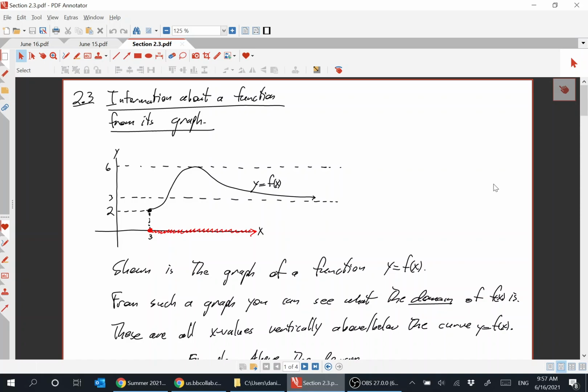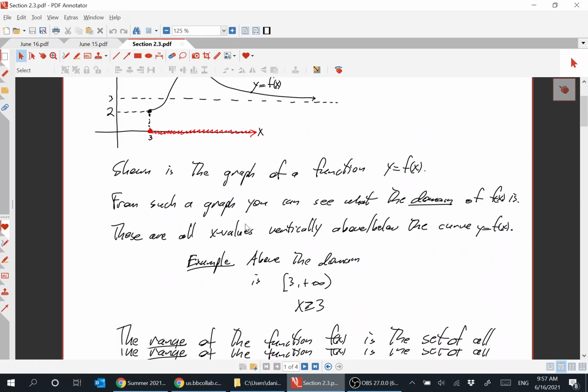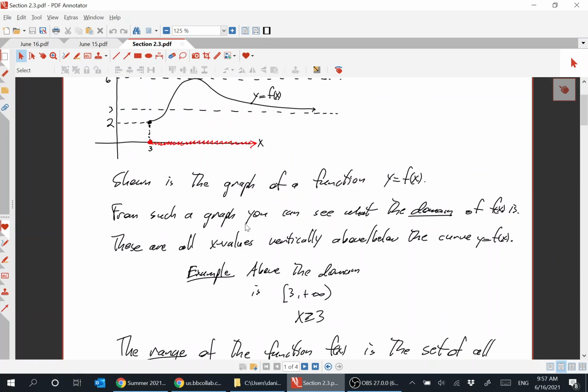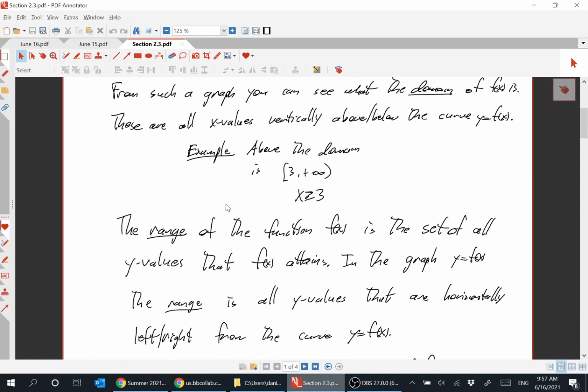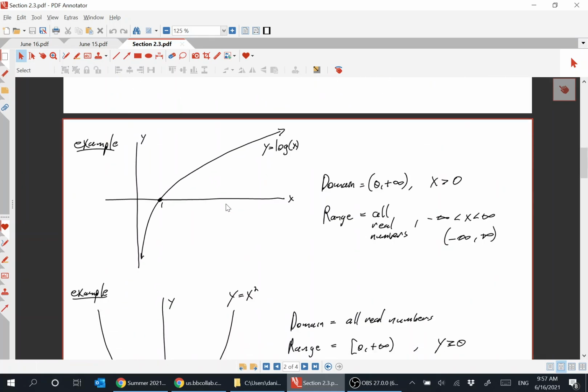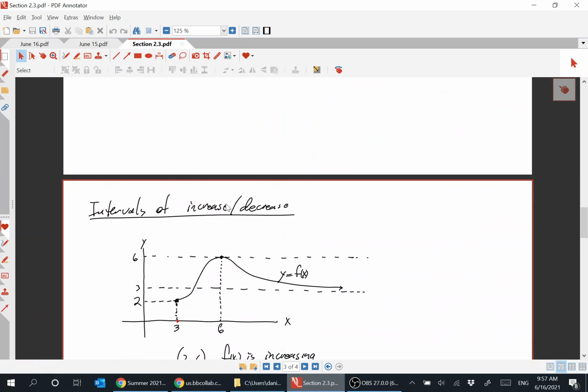So first of all, the curve in the xy plane represents a function when it passes the vertical line test. Every vertical line crosses it at most one time. And the domain of the function is the parts of the x-axis that are vertically above or below the graph of that function. The range is the parts of the y-axis that are horizontally to the left or right of the graph of that function. So this function has domain 3 to infinity, range 2 to 6. Couple examples of that there.